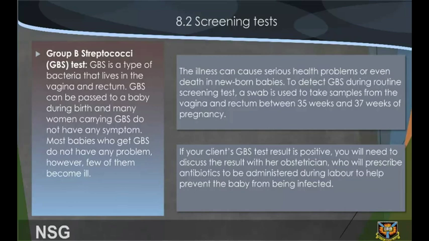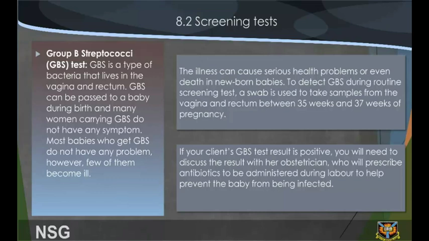GBS is a type of bacteria that lives in the vagina and rectum. GBS can be passed to a baby during birth, and many women carrying GBS do not have any symptom. Most babies who get GBS do not have any problem. However, few of them become ill. The illness can cause serious health problems or even death in newborn babies.